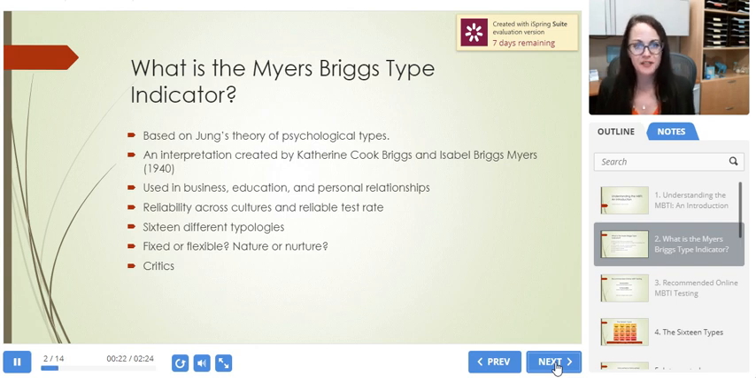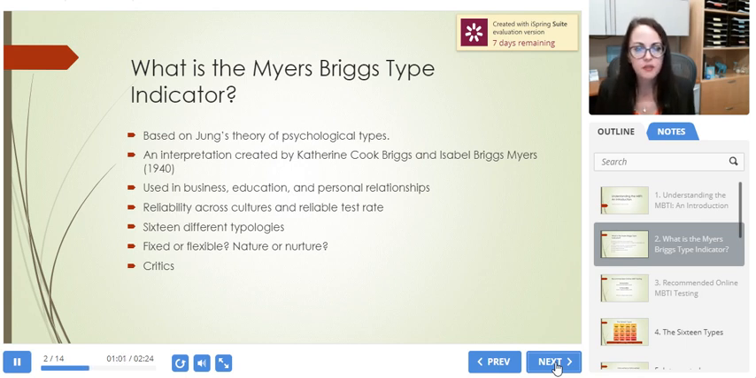This assessment has a lot of different applications. It can be used in business, for job placement, in education when finding an area of study, and it can be used in personal relationships, whether that be a romantic relationship, a relationship between a parent and a child, or just friendships. It is also reliable across cultures and test-retest reliable, meaning that you should be able to take this assessment and within a week or two later, a month later, take it again and you should have the same results.